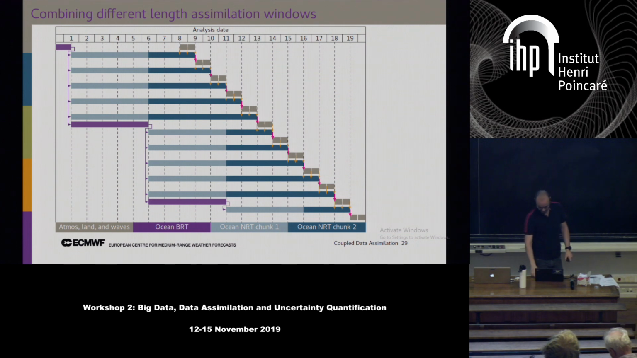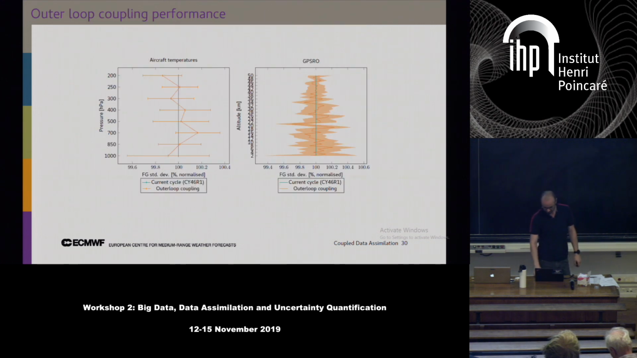Well, it's the weakly coupled system, but each time we do an atmospheric analysis, we're doing outer loop coupling. So we have immediate observation impact from the observations which have arrived across the domains. And, well, what does that look like?